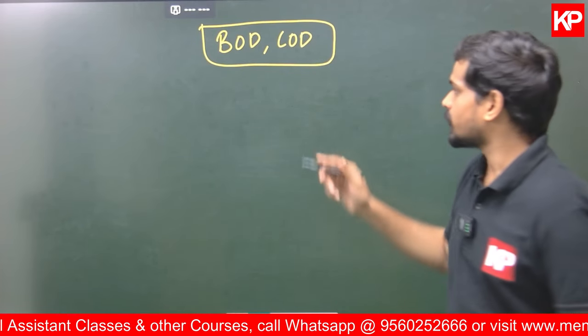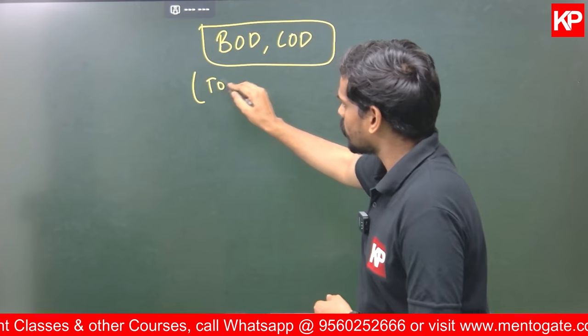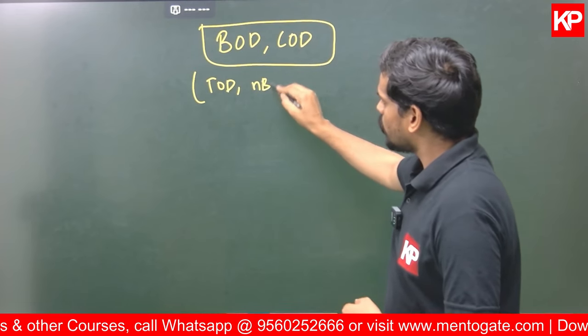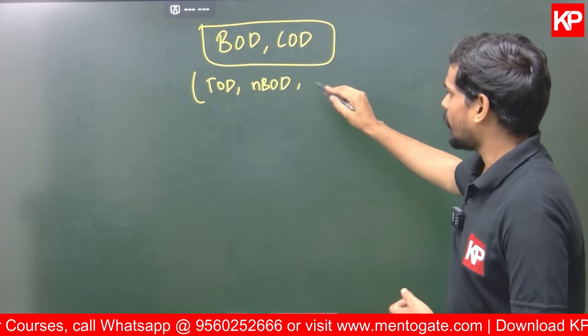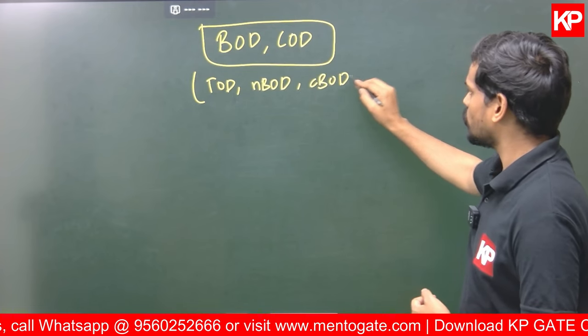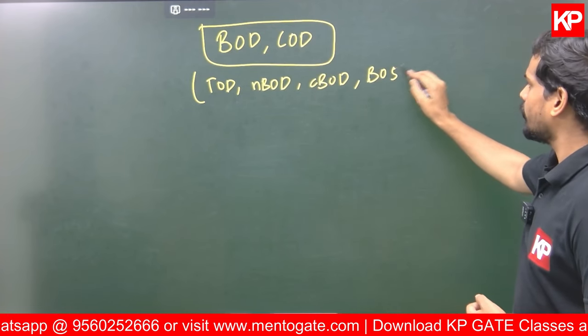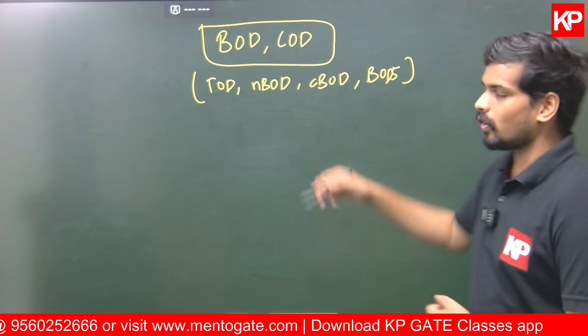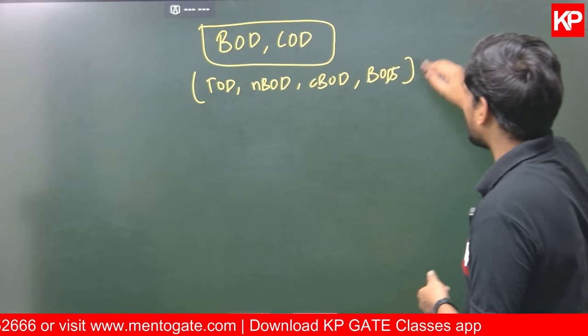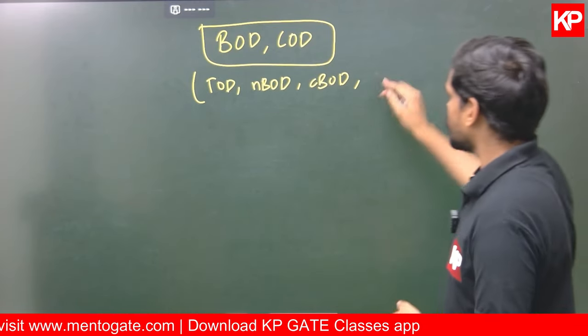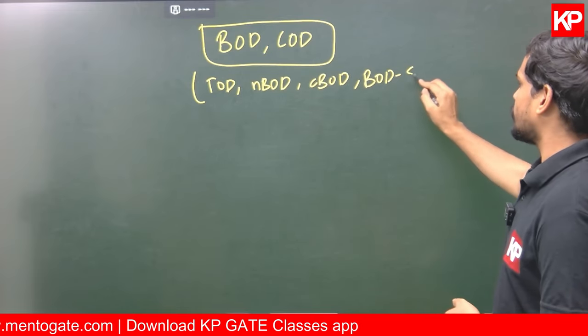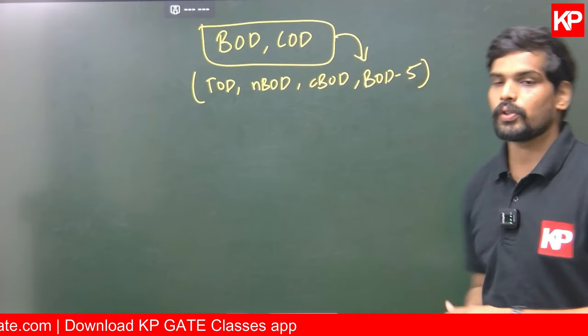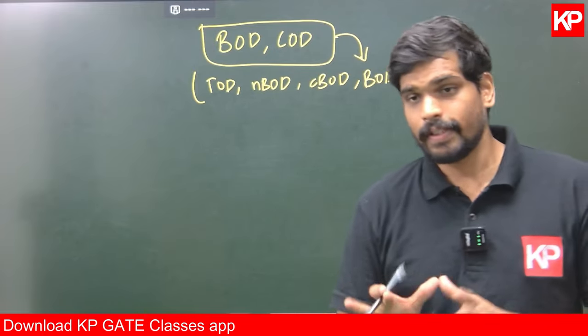However, we will also discuss some related terms like total oxygen demand TOD, NBOD, that is nitrogen BOD, and you also have CBOD, carbonaceous BOD, you also have BOD5. So we will briefly discuss all these terms, what is the meaning of it. By the end of this session, you will get to know these details as well. These are related concepts to BOD and COD. So this will be the discussion part of BOD and COD in the lecture.